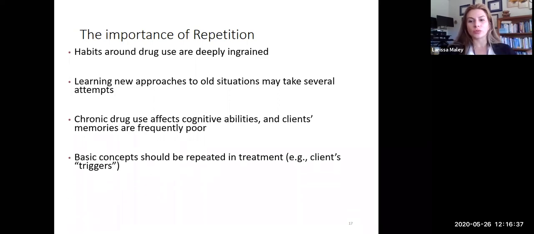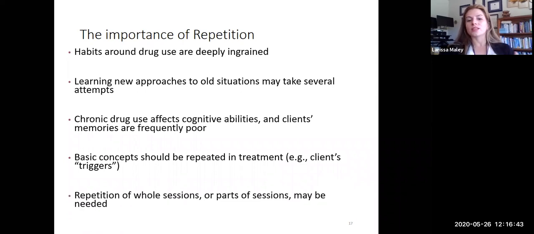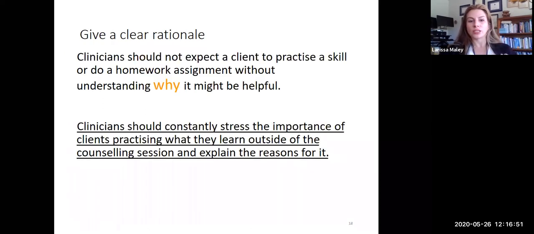So don't be afraid to just repeat. Whatever the skill is, practice it again. So a lot of those basic concepts can be repeated over and over in just different ways. You might repeat a whole session or parts of a session, just varying depending on what the patient needs.